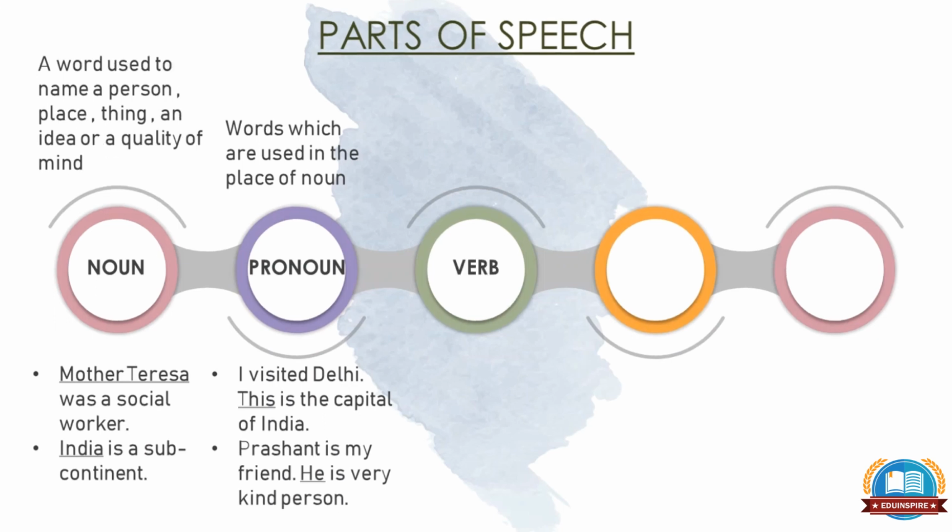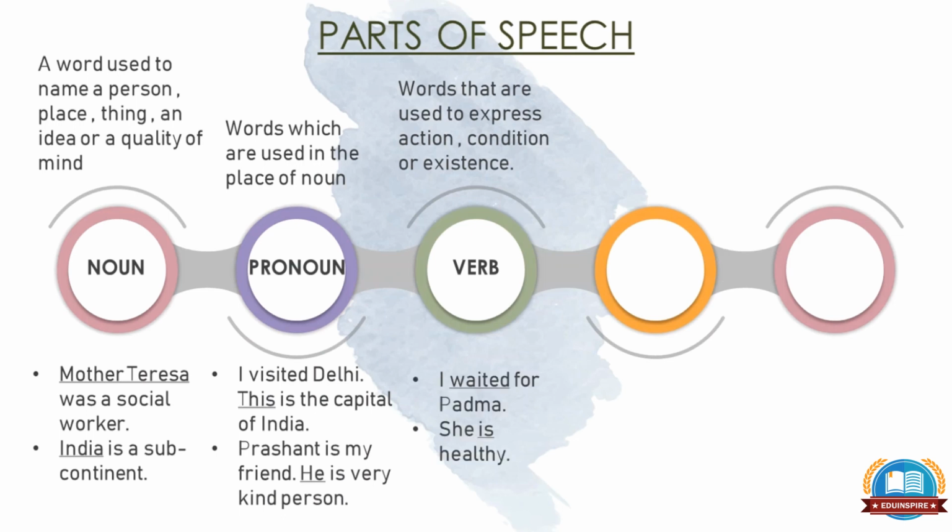The third part of speech is verb. Words that are used to express actions, conditions, or existence are called verbs. For example, I waited for Padma. She is healthy. In the first example, waited is underlined because it is showing the expression that the person waited for Padma. In the second example, is is underlined because it is showing the expression that she is healthy.